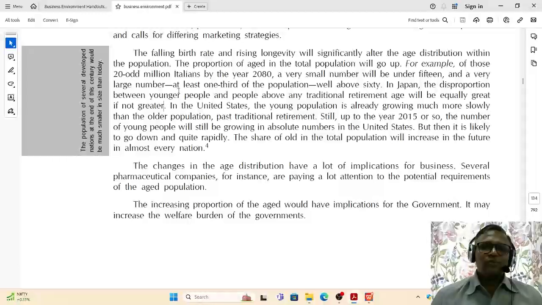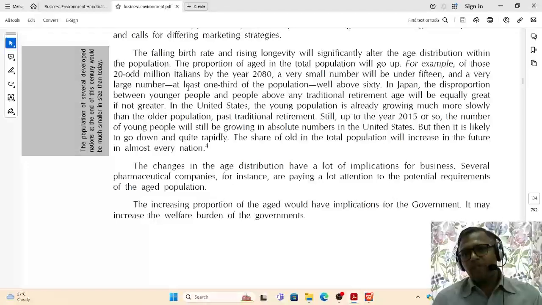Still, up to the year 2015 or so, the number of young people will still be growing in absolute numbers in the United States, but then it is likely to go down, and quite rapidly. Thus, the share of the old in the total population will increase in the future in almost every nation. The changes in the age distribution have a lot of implications for businesses. Several pharmaceutical companies, for instance, are paying a lot of attention to the potential requirements of the aged population. The increasing proportion of the aged would also have implications for the government. It may increase the welfare burden of the governments.